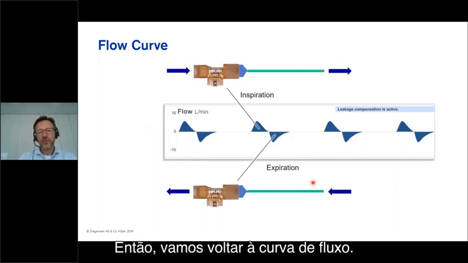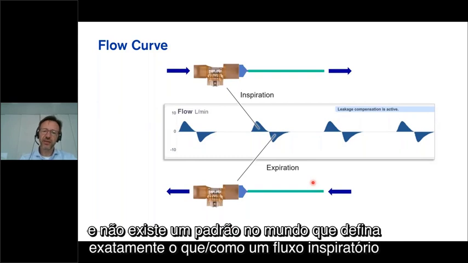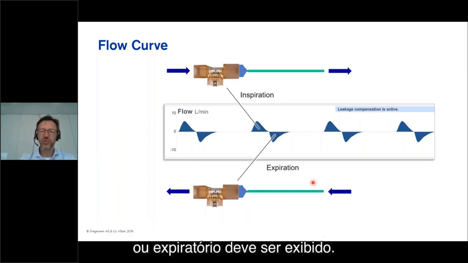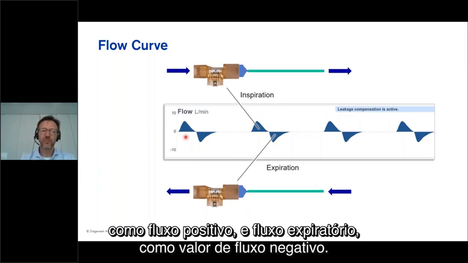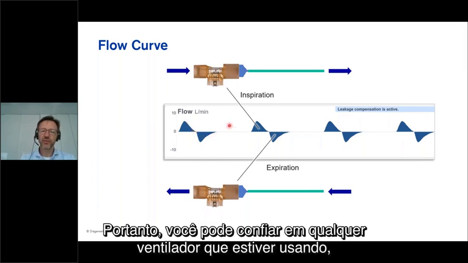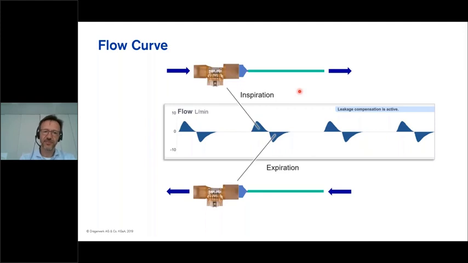So let's come back to the flow curve. The flow curve shows positive and negative flows. There is no standard in the world which exactly defines how an inspiratory or expiratory flow shall be displayed. Nevertheless, all ventilators on the market display inspiratory flow as a positive flow value and expiratory flow as a negative flow value. So you can trust that this is the case in whatever ventilator you're using.